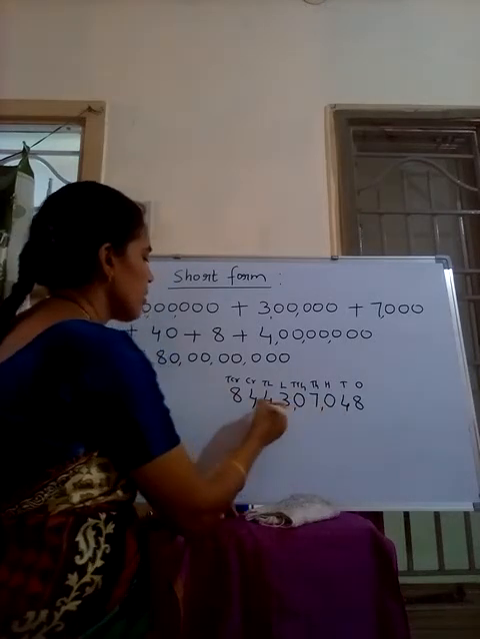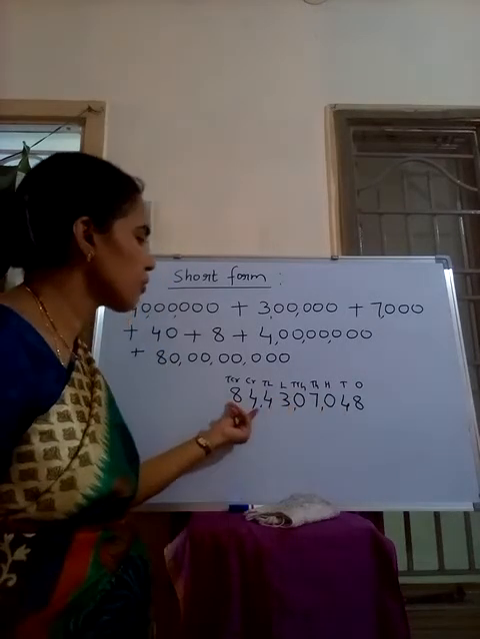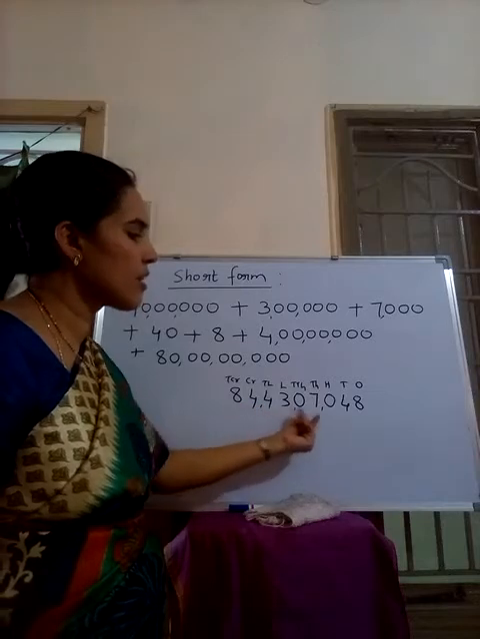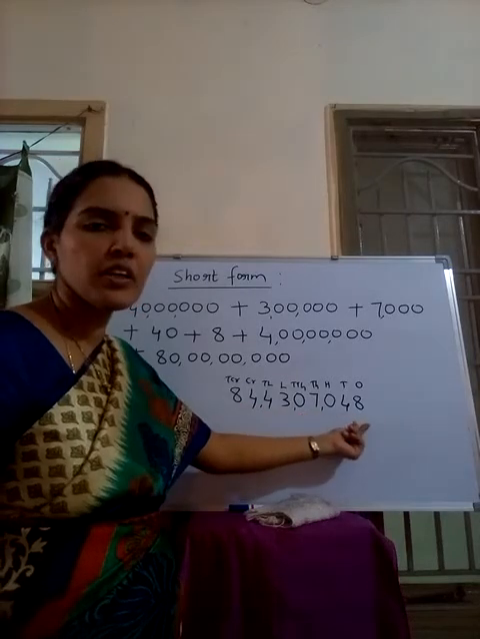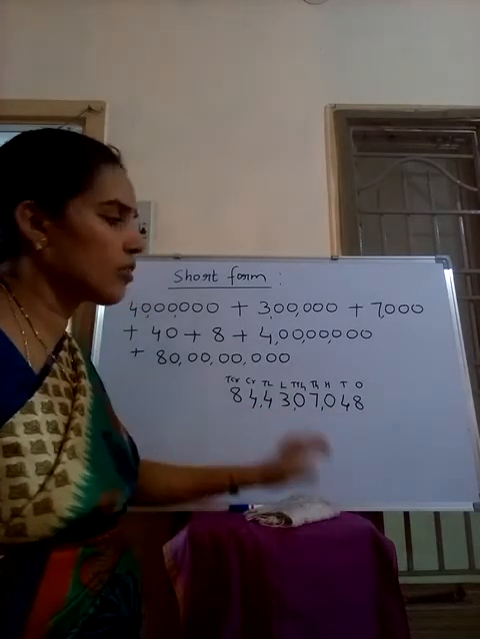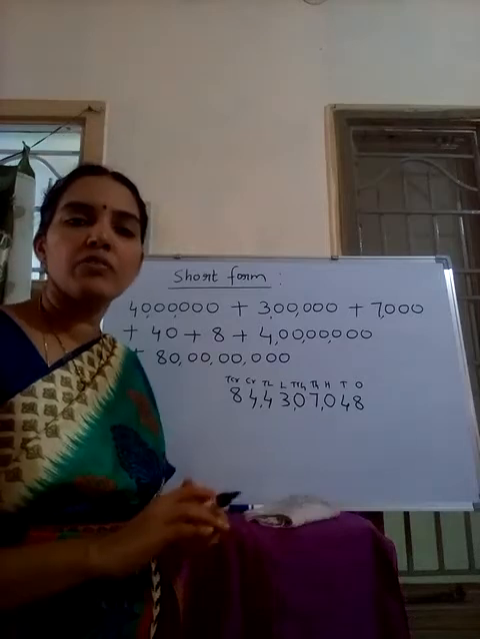What is this number? How will we read it? 84 crore 43 lakh 7,048. This is how we write the short form. I think both expanded and short forms are clear.